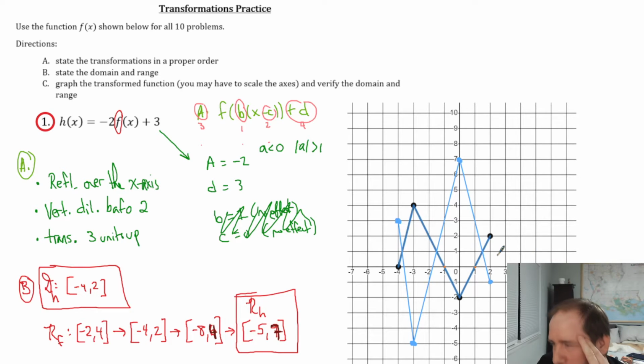One thing to notice is that none of these points moved horizontally, like I was telling you, because we didn't have a relevant B or C value. There were no horizontal transformations. So that's what this one should look like, and that's 1 down, 9 to go, so I'm going to try to hurry up.